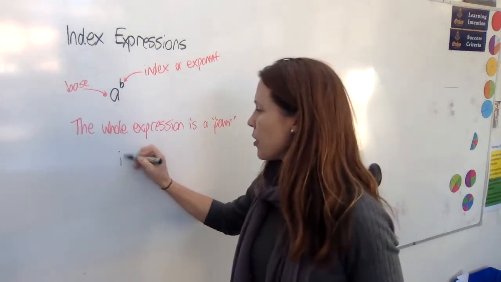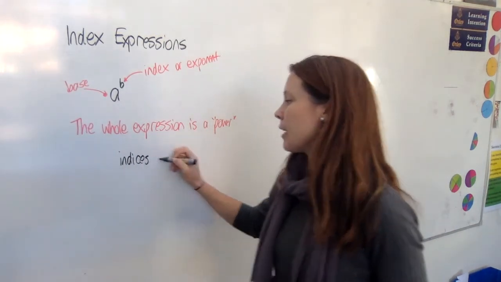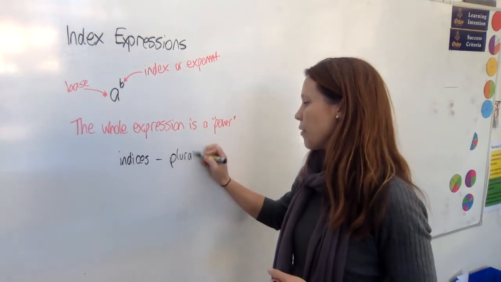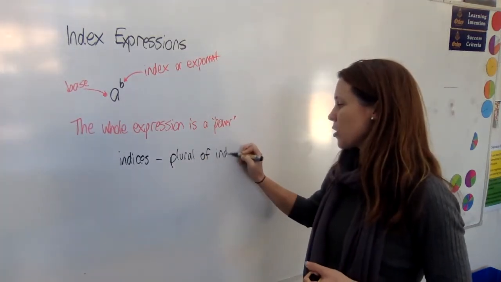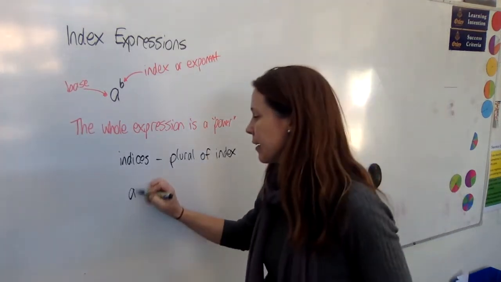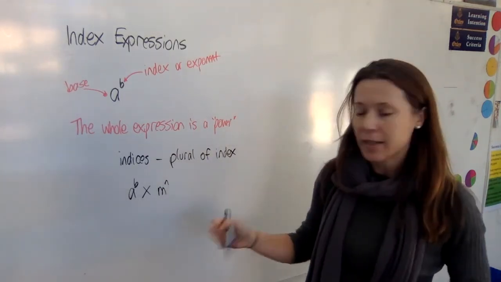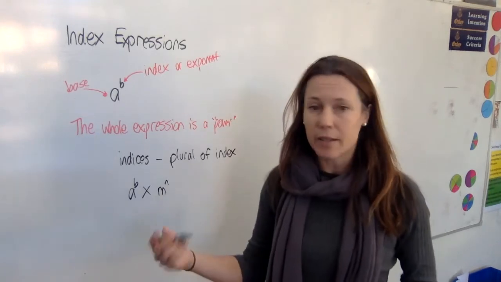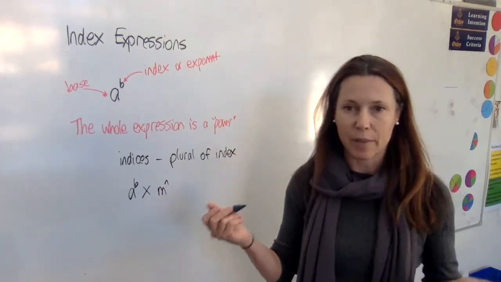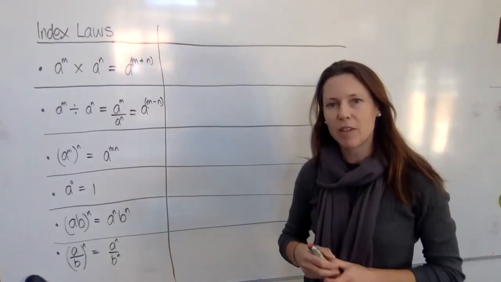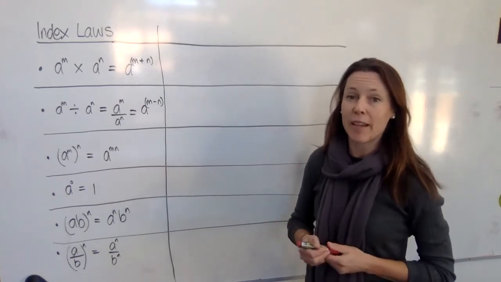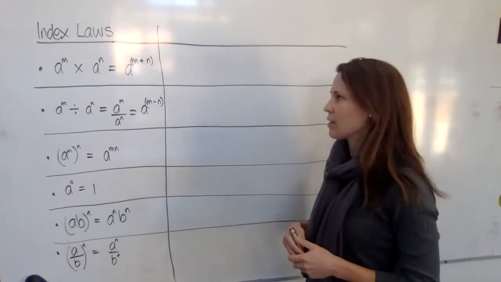Now when you see the word indices, indices is just the plural of the word index. So if I have an expression like a to the power of b times m to the power of n, you might say that b and n are the indices and a and m are the bases. Let's have a look at the index laws now, and we'll look at an example of each one so that we can see why these laws exist.